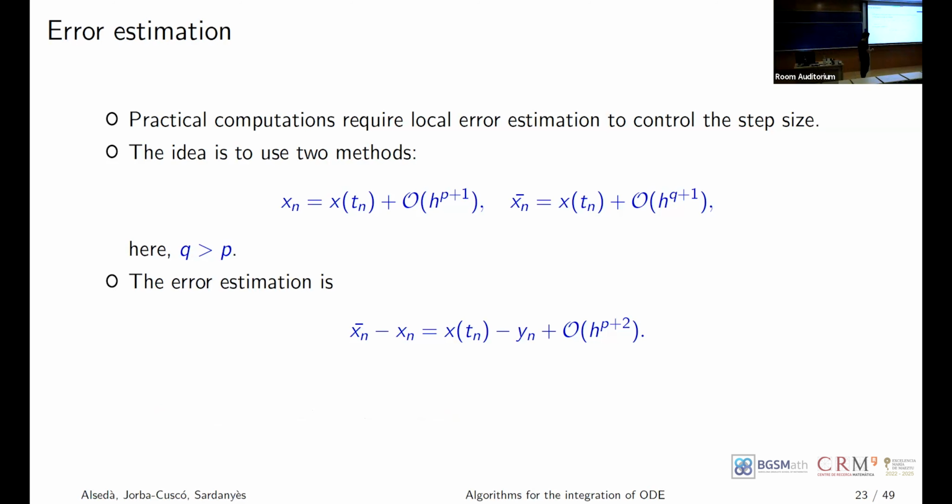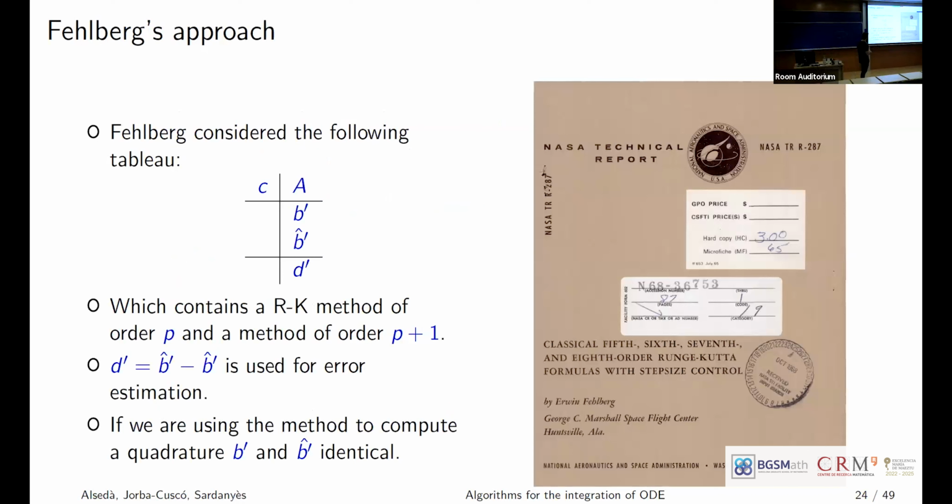So we have Fehlberg's approach, and this approach was developed in the Apollo program to go to the moon. That's something from the 60s, and here I found a technical report for NASA. I mean, that's on the internet. You can read it, but I do not recommend it because it's a technical report. There are a lot of formulas and the deduction of many methods.